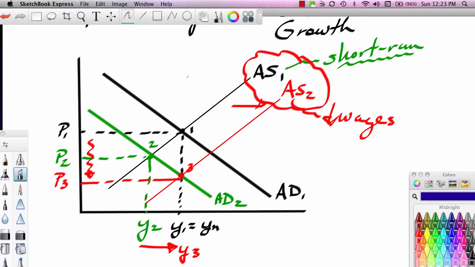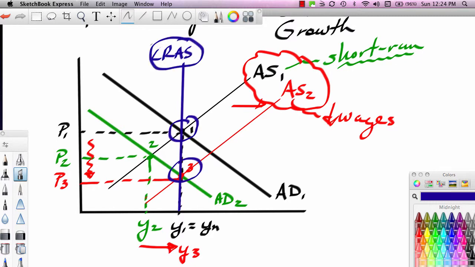So in the long run, we assume that all wage adjustments have taken place. So in other words, notice the economy is operating always at the natural rate in the long run. If all wage adjustments take place, notice point 1 and point 3 are at the natural rate. Why? Because price and wage adjustments have brought the economy back into full employment. Well, this vertical line right here is the long-run aggregate supply curve.